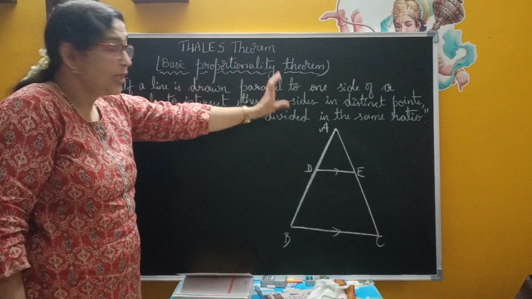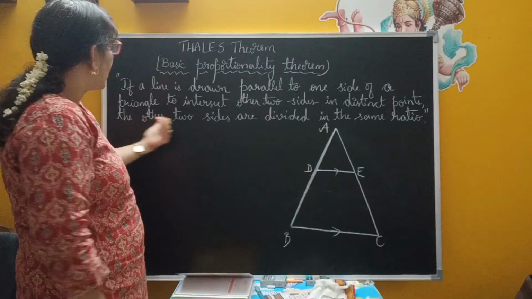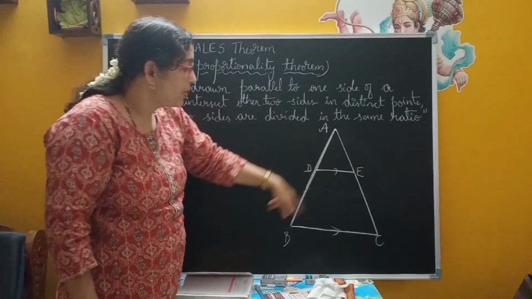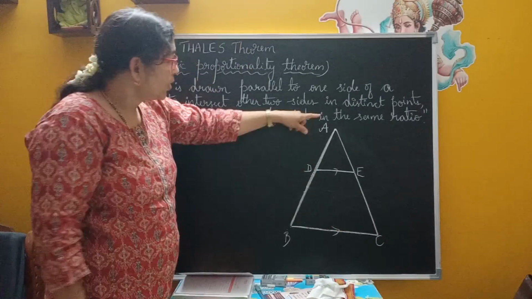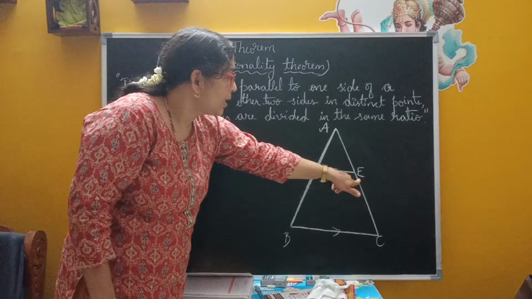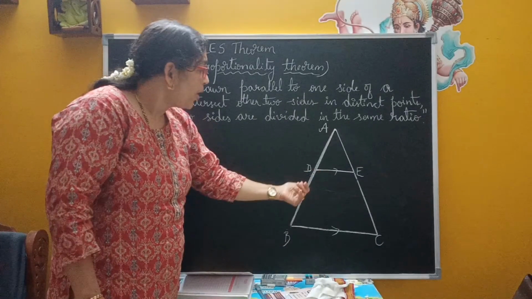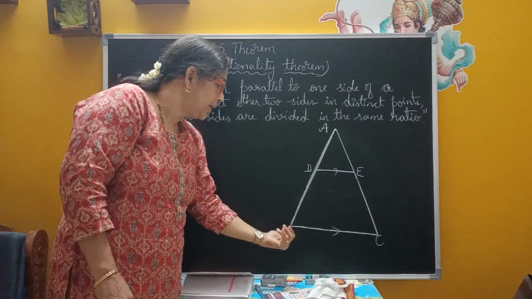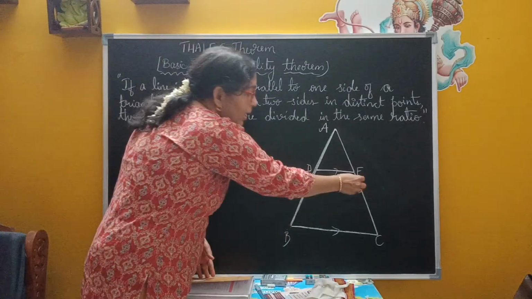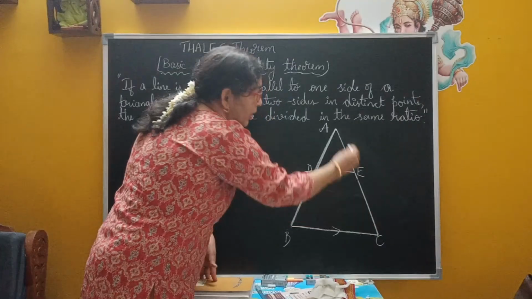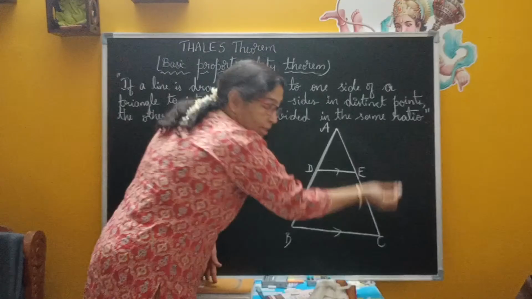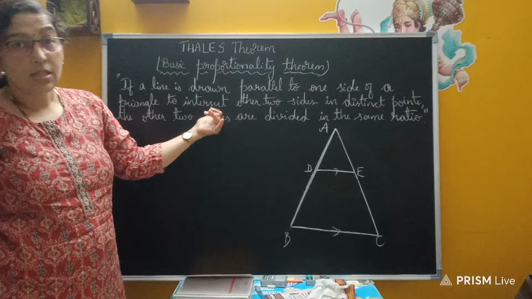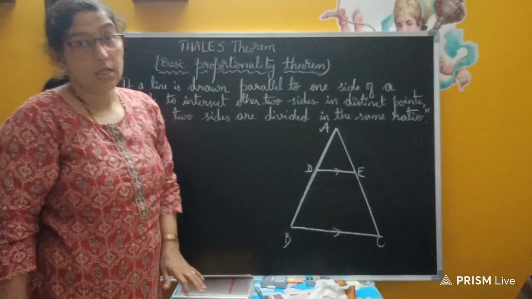If this is the condition, then the other two sides are divided in the same ratio. Which are the other two sides? AB and AC. Here point D divides AB in the ratio AD by DB, isn't it? And the point E divides AC into AE by EC. These two ratios are equal. That is the meaning of Thales theorem or the basic proportionality theorem.